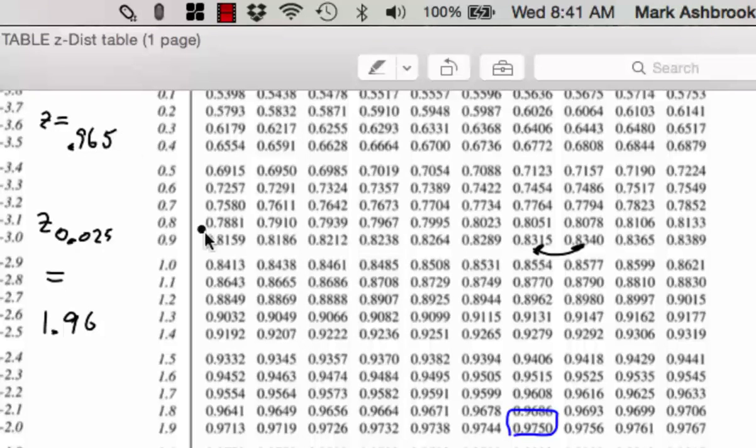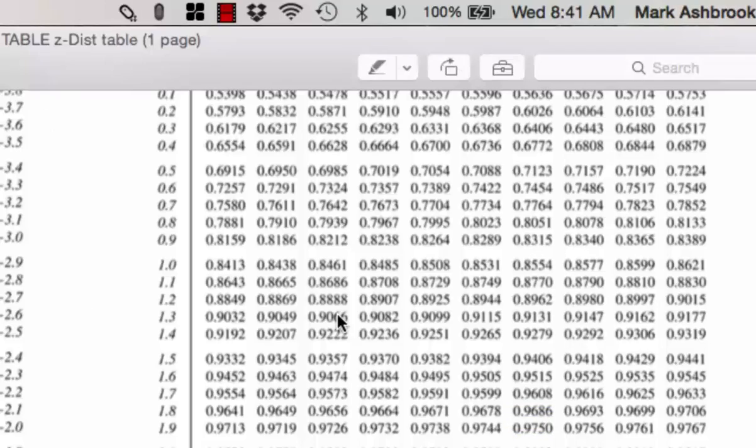Do you see? So sometimes you're going to get an area that's not going to be exactly an area to 4 decimal places that you have. So it'll end up being between two. Then your z-score is going to be between those two z-scores. Should make sense, right? So this 0.96 and 0.97, then ours would be 0.965. Questions on that?